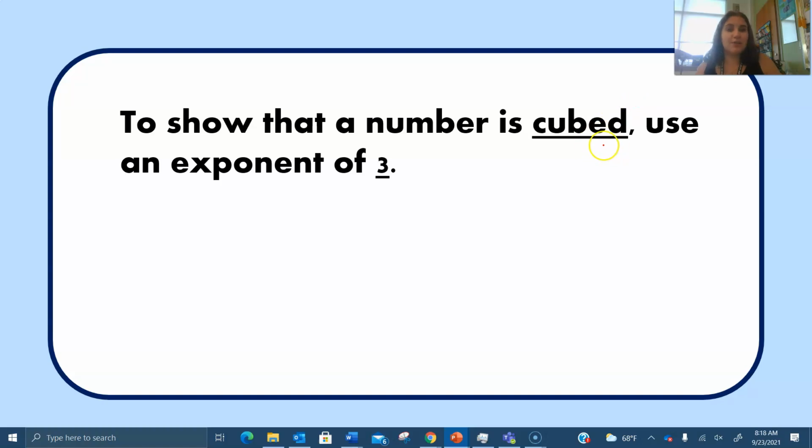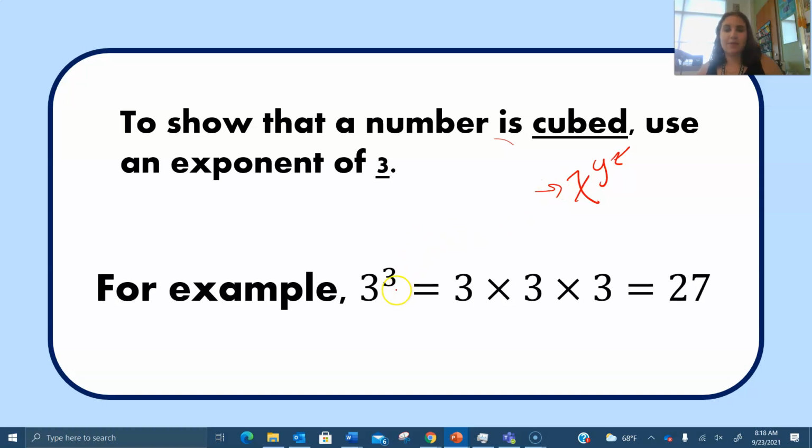To show that a number is cubed, use an exponent of 3. An exponent is the little number at the top of a bigger number, and that number tells you how many times to multiply the bigger number. So for example, 3 cubed, 3 times 3 times 3, is 27. Another example would be 6 cubed, which is 6 times 6 times 6. So you multiply 6 three times.